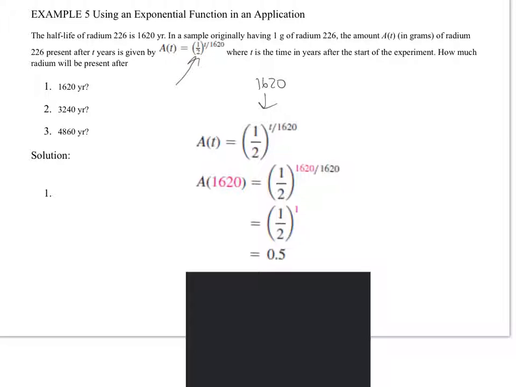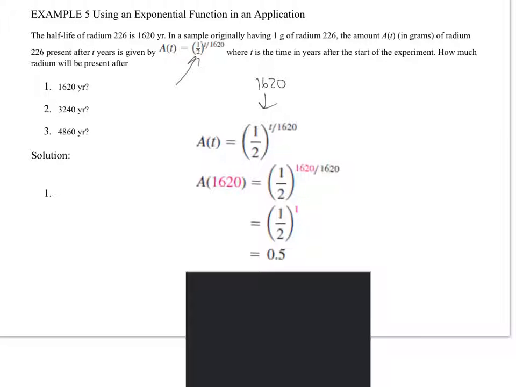Let's go back and talk about this. You started with 1 gram of radium, and it's told us that the half-life of this was 1,620 years. So what that means is after 1,620 years, whatever amount you started with, you should end up with half of it. For part 1, we're saying 1,620 years have passed. So we expect there to be only half of that gram left, because after all, this was the half-life. So it makes sense for us to have half of that original gram. And that's exactly what we got.